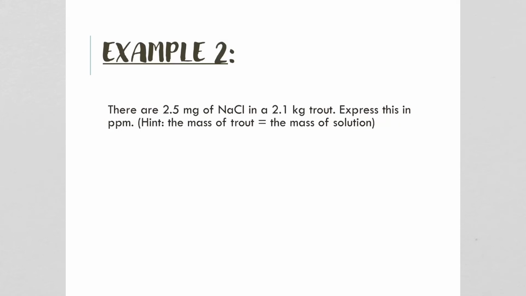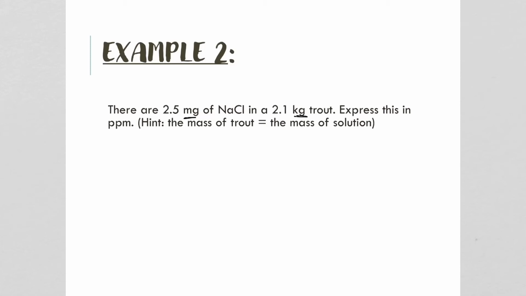So in our next example, we're being told that there's 2.5 milligrams of sodium chloride in a 2.1 kilogram trout. Express this in parts per million. And then it says, hint, the mass of the trout is equal to the mass of the solution. So we want to find out how much sodium chloride is in the trout. But you'll notice that we have milligrams and kilograms. So we need to convert to an equal unit.